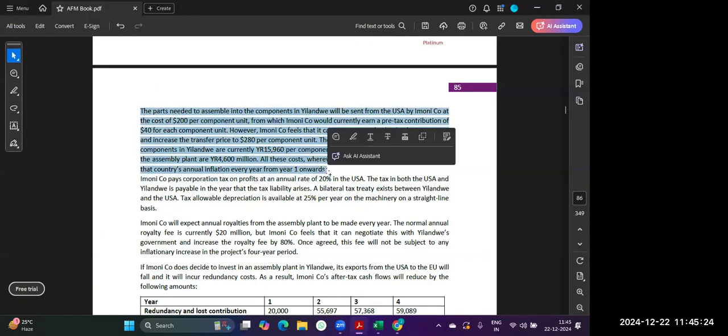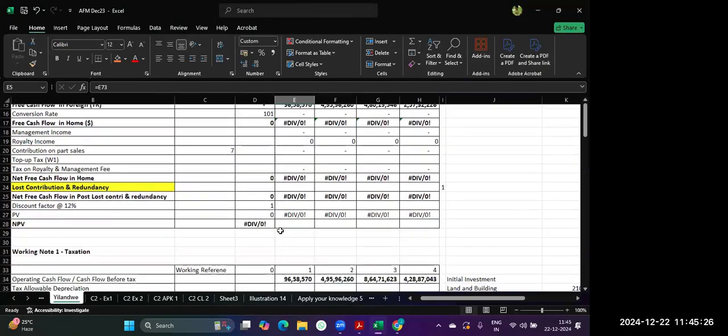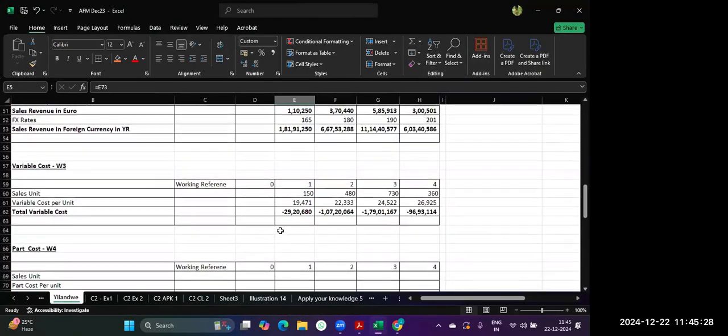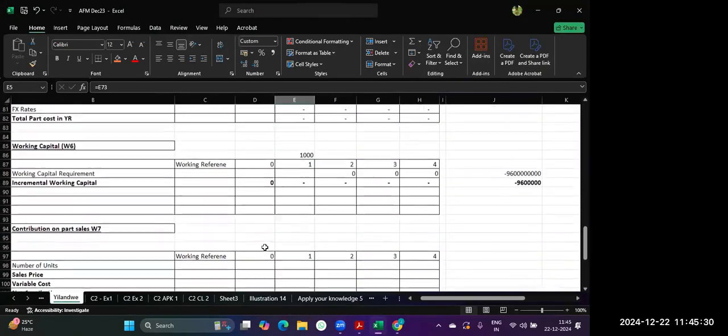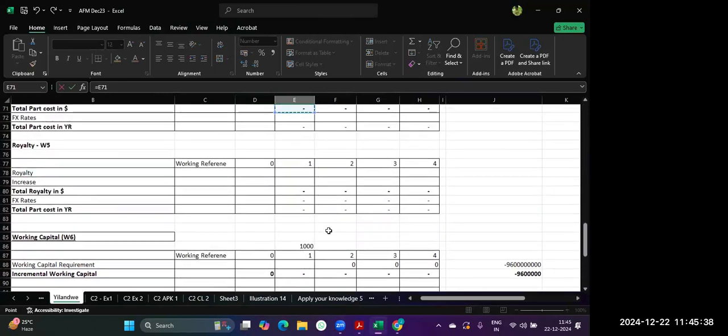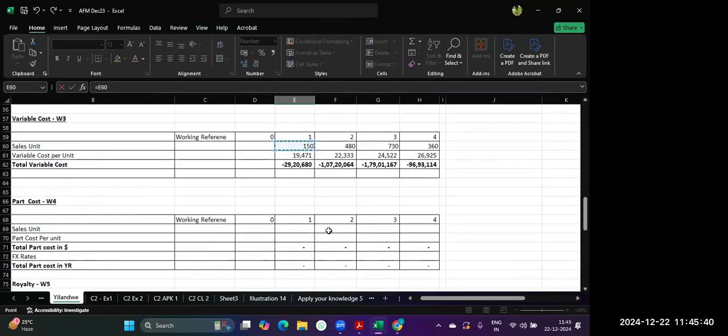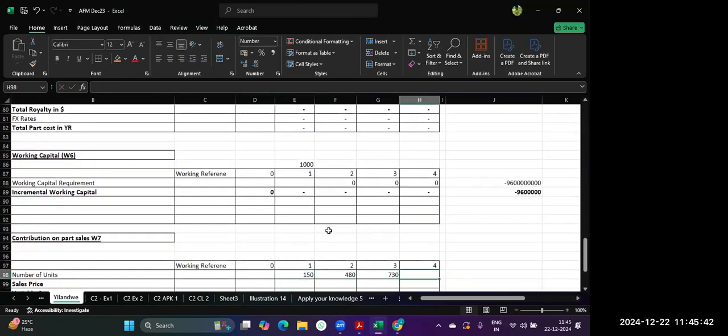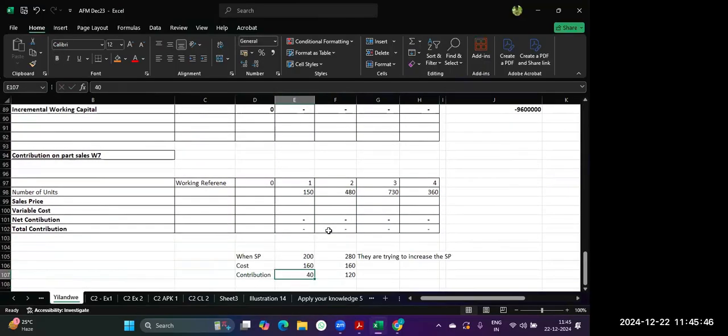Now, they are importing a part from where? US. First of all, part cost will be based on number of units. So let me put a number of units. What is the sales price? 200.